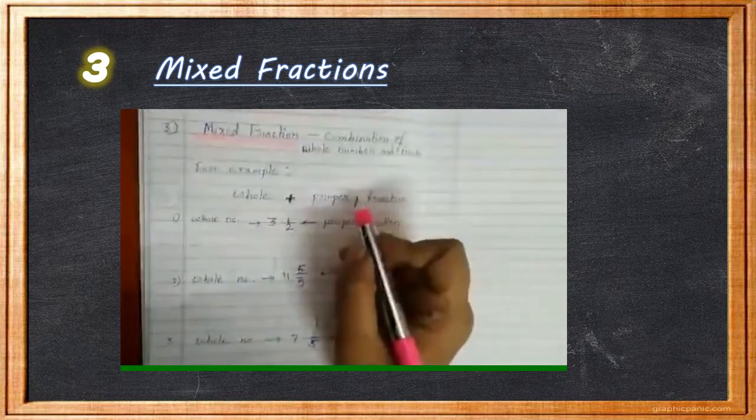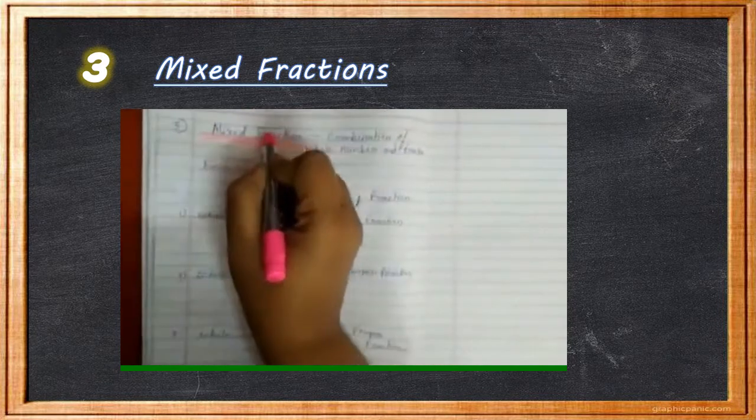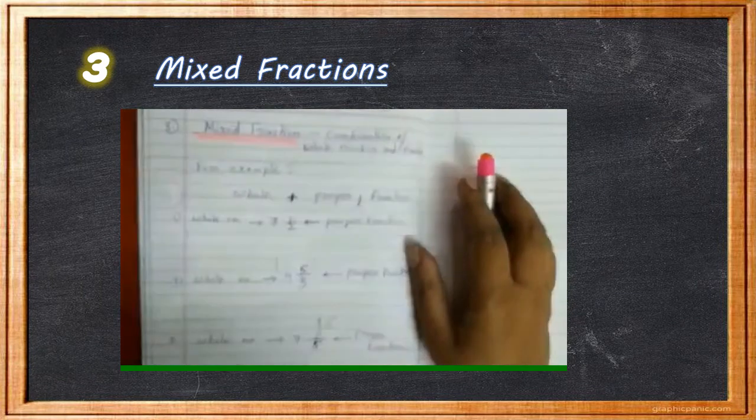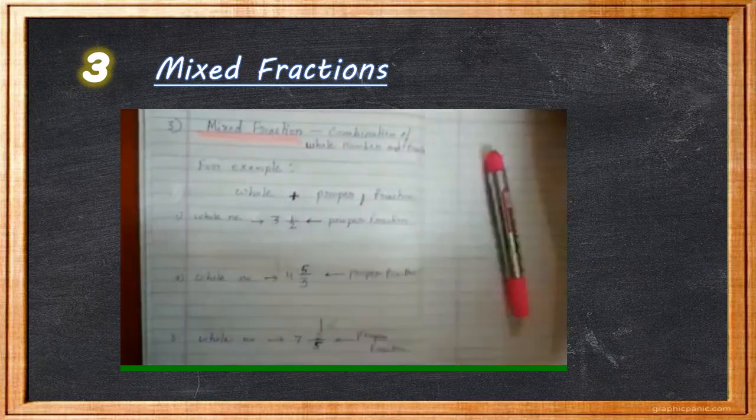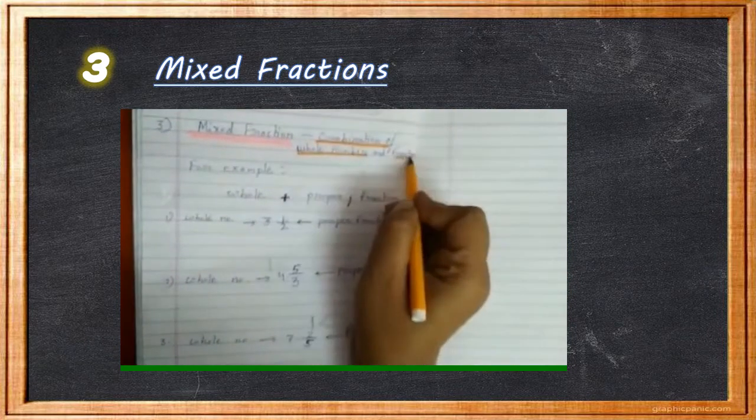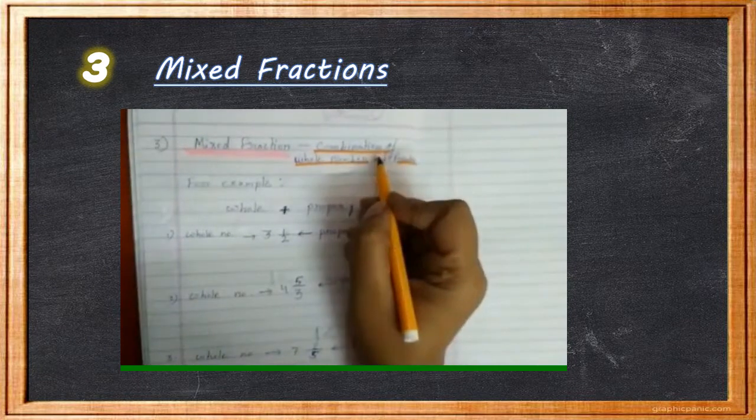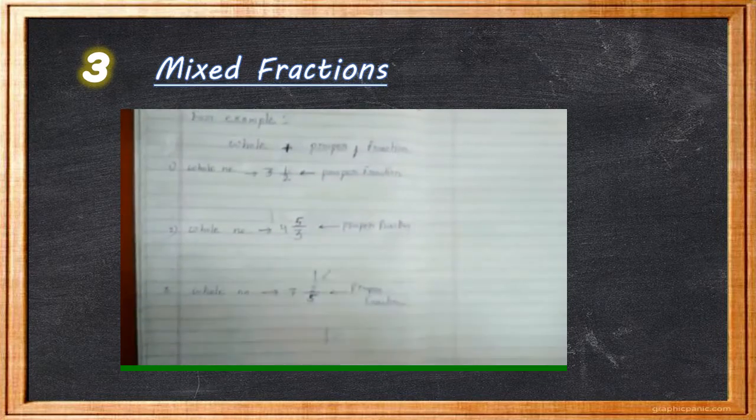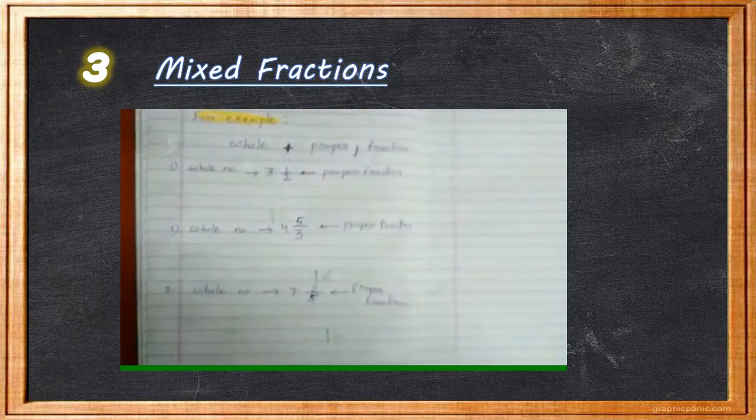Now, children, after like and unlike fractions, proper and improper fractions, the third type of fraction is mixed fraction. What is mixed fraction, children? Mixed fraction is a mixture of whole number and fraction. Yes, children, it is a combination of whole number and fraction. Now let's see what are the examples here, children.